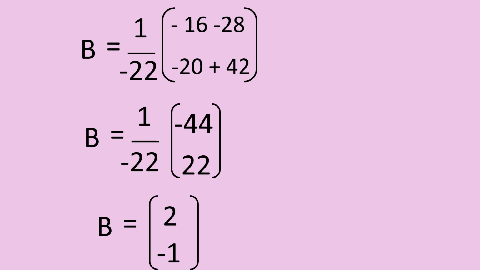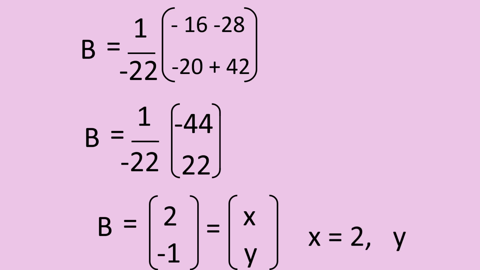And remember, what we have on top is the x value, and what we have below is the y value. Sorry, our x is 2, while our y is minus 1. I come again. Our x is 2 and our y is minus 1 for the simultaneous equation.